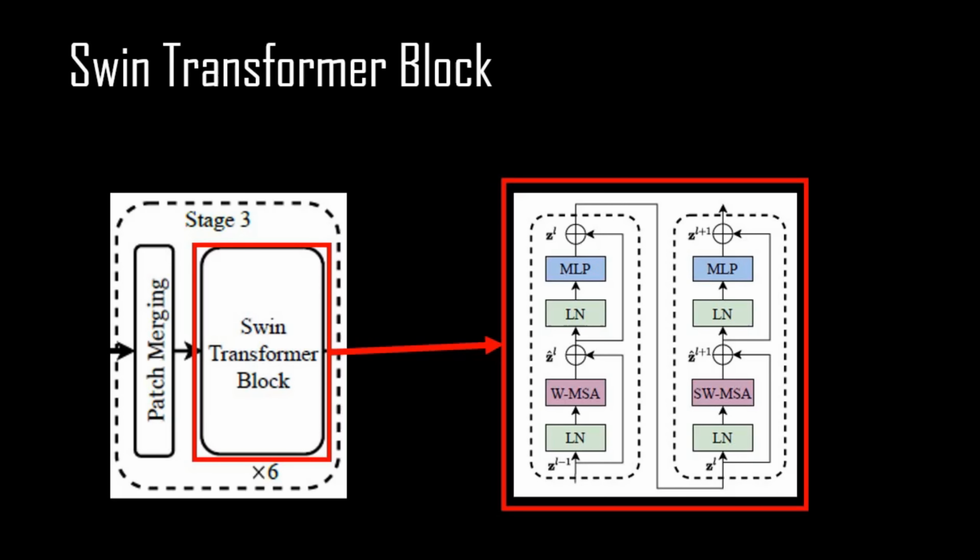Let's go back to our Swin transformer block. In our Swin transformer block, we can see, for example, here, first we have this window MSA, then we have this shifted window MSA. So we have both of them inside our Swin transformer block. Okay, now we are going to go forward and talk about the details inside this Swin transformer block.